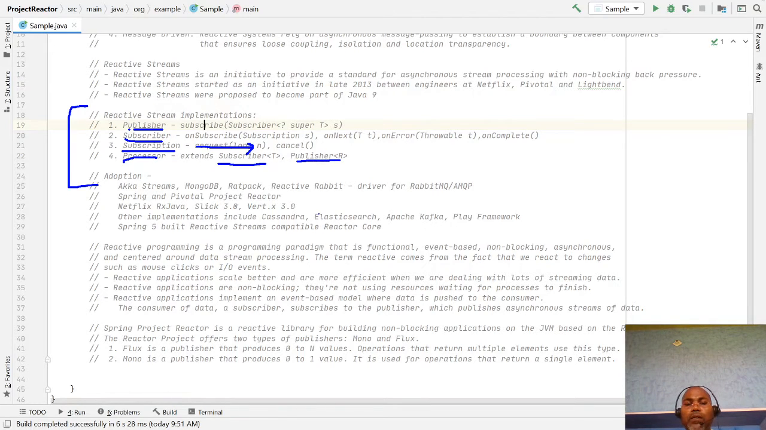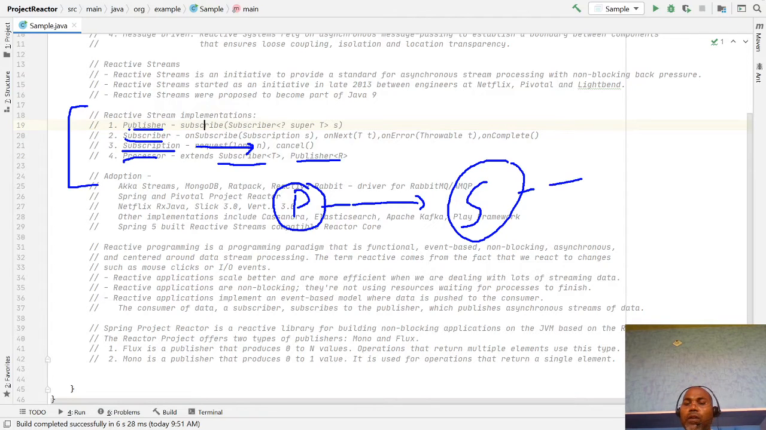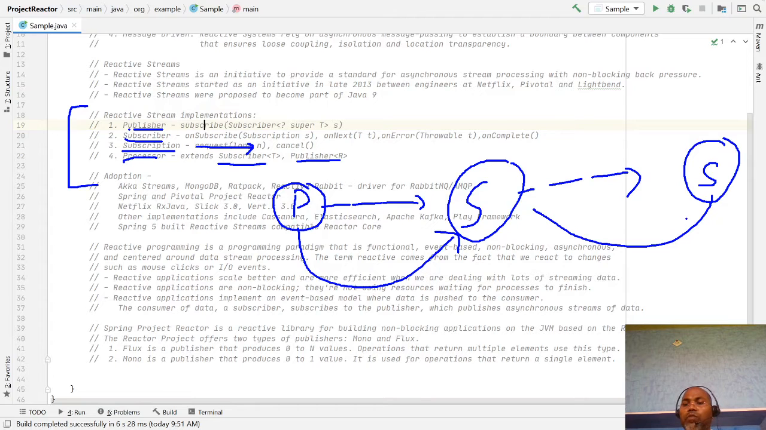What do you mean by that? Sometimes this is your publisher, which publishes data, and this is your subscriber. Might be this subscriber becomes a publisher for another subscriber. So for this publisher, this one comes as a subscriber, but for the next subscriber, this becomes a processor. So this is a processor.